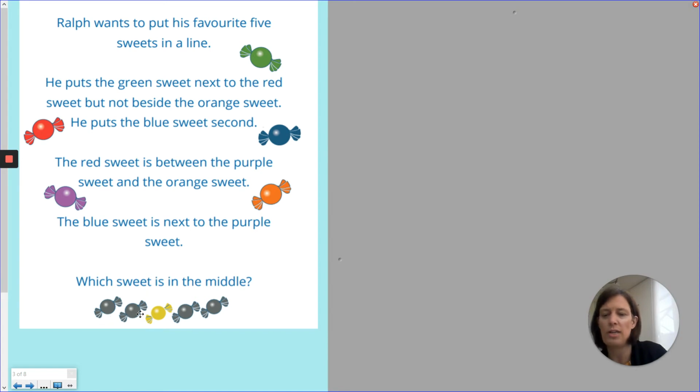He puts 5 sweets in a line. He's got a red, a purple, an orange, a blue, and a green. And then using those clues, can you work out where he puts his sweets to work out which one's in the middle?